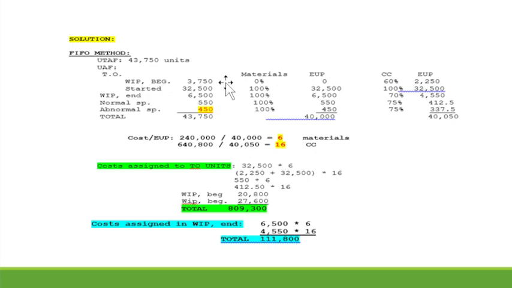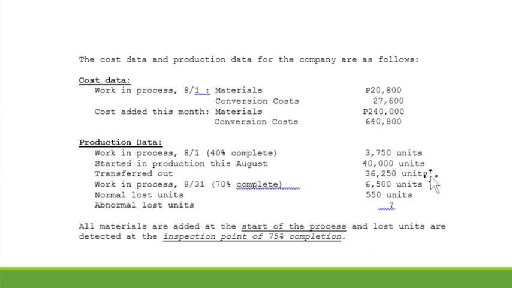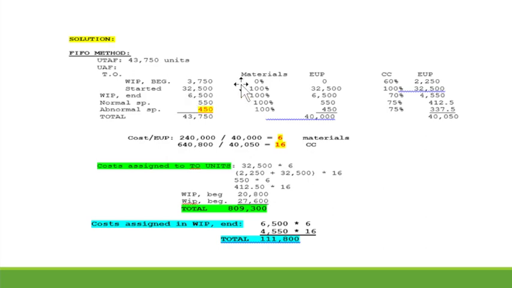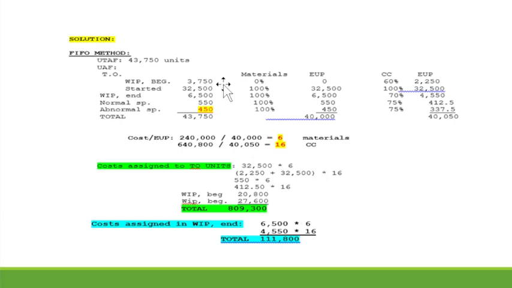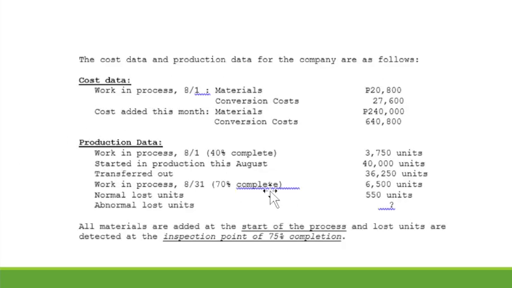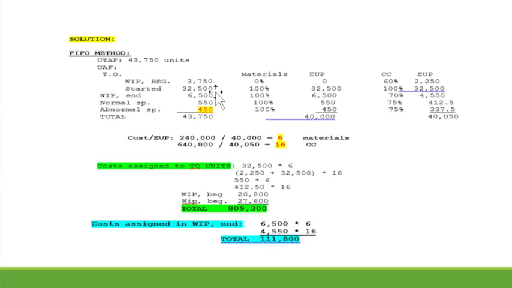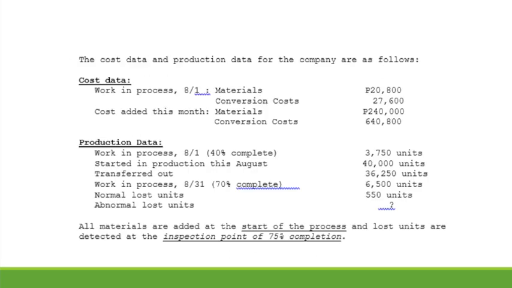Next, started this period. That is just the balancing figure. How much is your transferred out? 36,250 minus 3,750 is 32,500. Is that right? 3,750, 36,250. Yes. Next, WIP ending, 6,500. Normal loss, 550 units. Let's just write that there: 6,500 and 550. Sir, what about the abnormal?